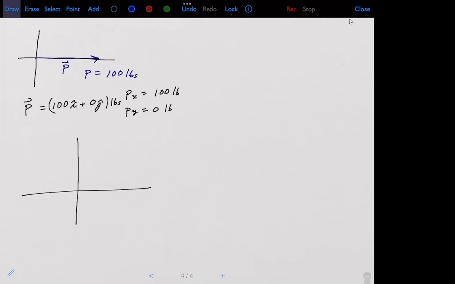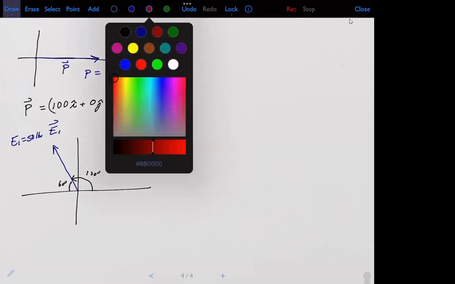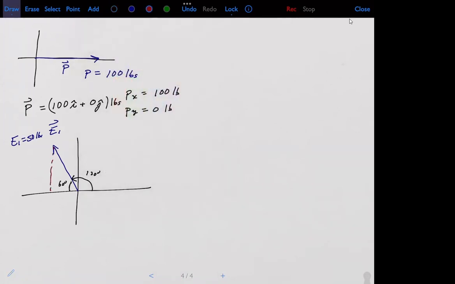Okay, then we do E1, the Eagles player, that force. So that was 120 degrees. So it's like this. So remember E1 was, I think, 50 pounds. If this angle is 120 degrees, that means the reference angle here, if we want to use this reference angle, is 60 degrees. And we want to find the components, right? So we want to find E1x, which is going to be negative, and then E1y, which will be positive.